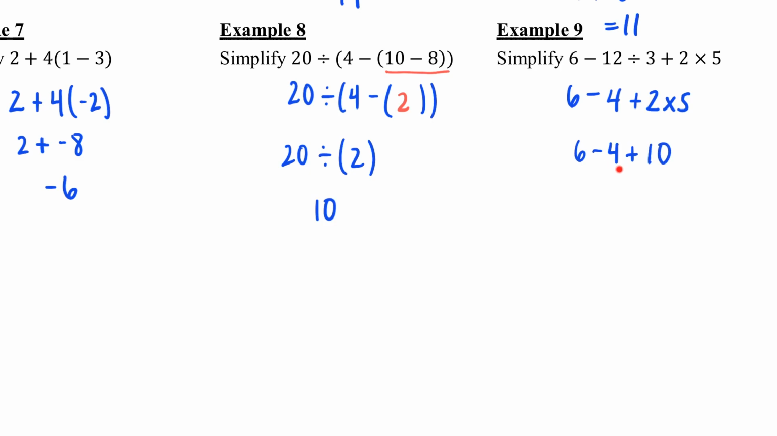Now we have subtraction and addition. We're going to read from left to right. We don't necessarily do addition before subtraction. We read from left to right. So 6 minus 4 is 2, plus 10 is going to give you 12 for that.